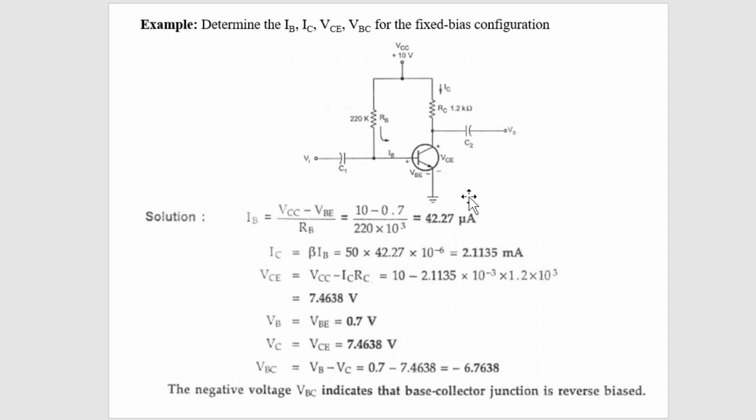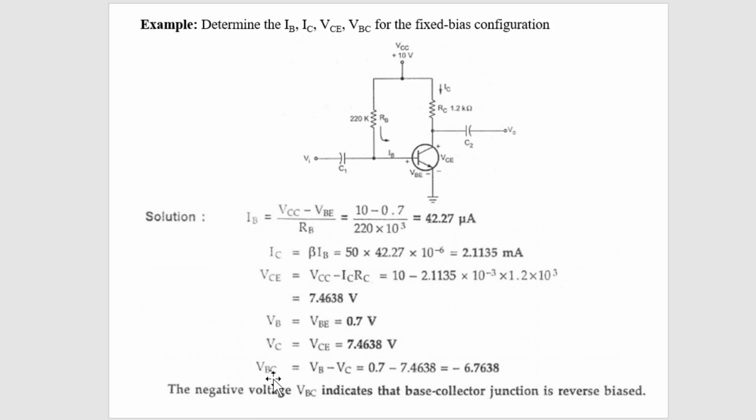Instead of calculating VBC, somebody might have calculated the value of VCB. If somebody is calculating the value of VCB, that means voltage of collector with respect to base. So that is different, and voltage of base with respect to collector. I'm saying the same thing but in a different way. So VBC is different, VCB is different. If you calculate the VBC, that should be negative. That means base collector junction is reverse bias.